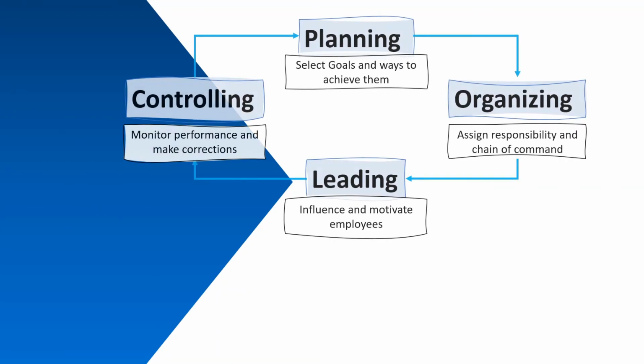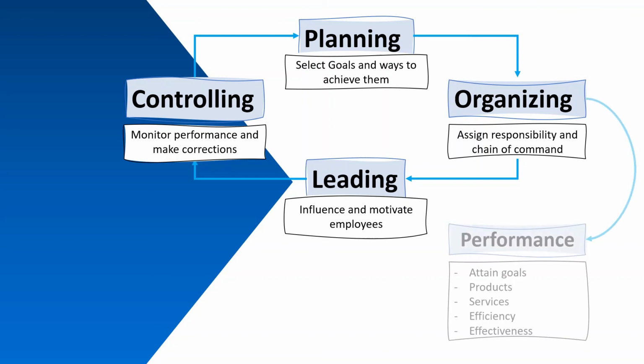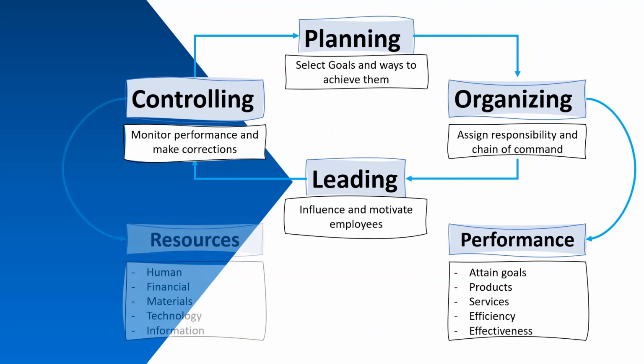Here is a recap of the management's basic functions. Planning is about selecting goals and achieving them. Organizing is assigning responsibility and chain of command in addition to organizing performance, which includes attaining goals, production, services along with effectiveness and efficiency. While leading is about influencing and motivating employees, and controlling is monitoring performance and making corrections, including information, human, financial, material, and technological resources.